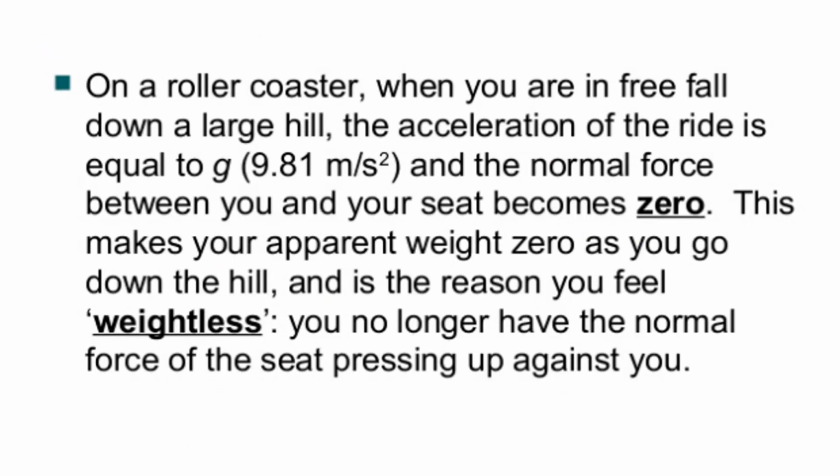On a roller coaster, when you are in free fall down a large hill, the acceleration of the ride is equal to g, which is 9.81 meters per second squared, and the normal force between you and your seat becomes 0. This makes your apparent weight 0 as you go down the hill, and is the reason you feel weightlessness. You no longer have the normal force of the seat pressing up against you. So the only weight appearing to you is your own weight, the gravitational force being applied on you, and you feel that your weight is W equal to 0.